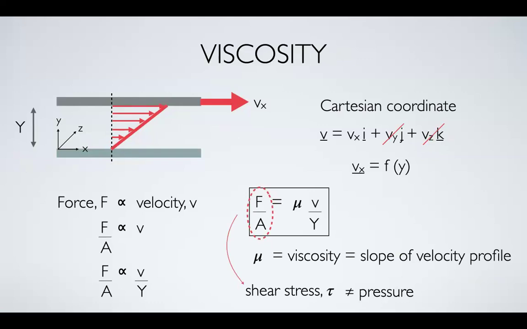So F over A, force divided by A, is shear stress, if you can recall. But it's different to the pressure. Pressure is actually force exerted on the area, perpendicular to the area. But shear stress is force that is applied in parallel with the area that we're focusing on. So you can see here that this is the pressure, force acting on the perpendicular area, right? But the shear stress is force in parallel with the area. So it's a different thing, but it has the same unit, force per area.